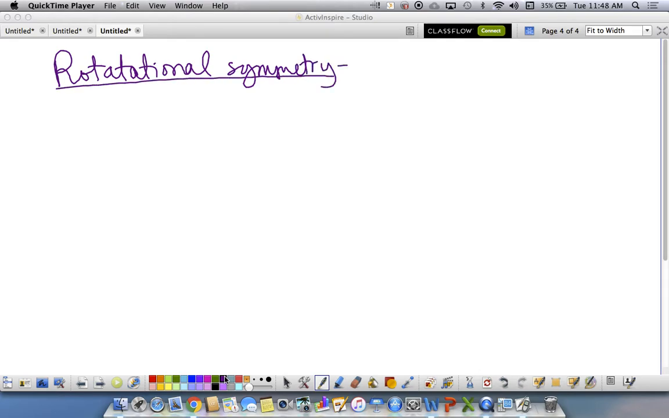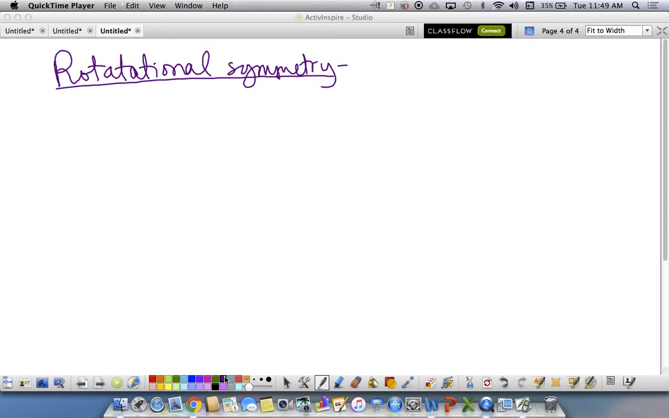Let's talk about the second type of symmetry. It's called rotational. Rotational symmetry may be new to you. We're going to take a shape and rotate it. This is the type of symmetry which describes a figure that can be rotated about a point by an angle less than 360 so that the image coincides with the pre-image.